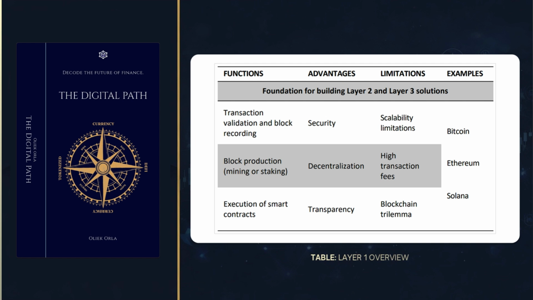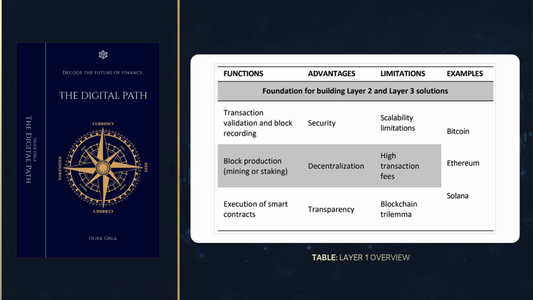The limitations of the base layer are best explained by the concept of the blockchain trilemma. It states that a network cannot simultaneously achieve maximum decentralization, high security, and scalability. As a result, most Layer 1 solutions prioritize security and decentralization, while scalability is often addressed at Layer 2. In essence, Layer 1 can be compared to the operating system of a blockchain ecosystem.